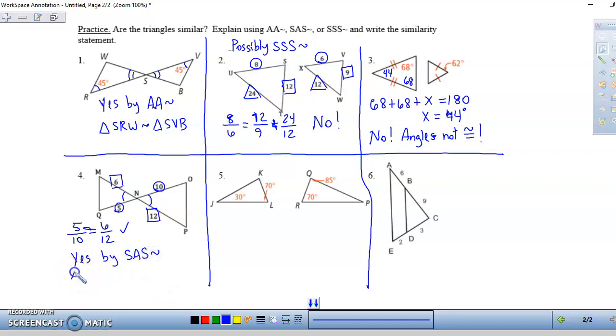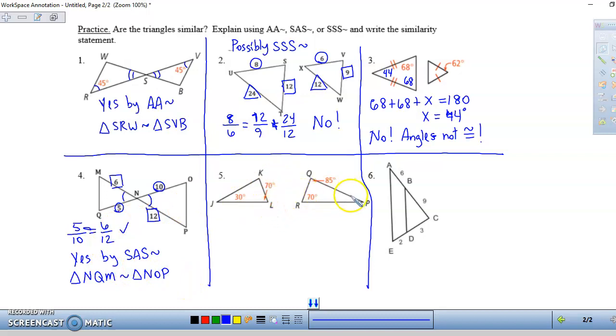So this is a yes by side, angle, side similarity, and then we're going to write our triangle statement. So pause and write your triangle statement. Okay, there are several ways to do it. So I'm going to start with NQM. So if I do NQM, I'm going to have to go NOP. Okay, and remember the N's have to correspond, the Q and the O correspond, and M and P correspond, whatever order you chose.